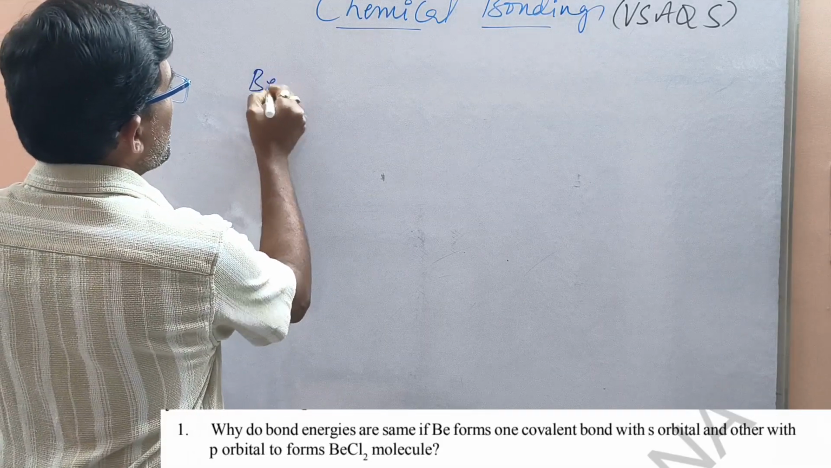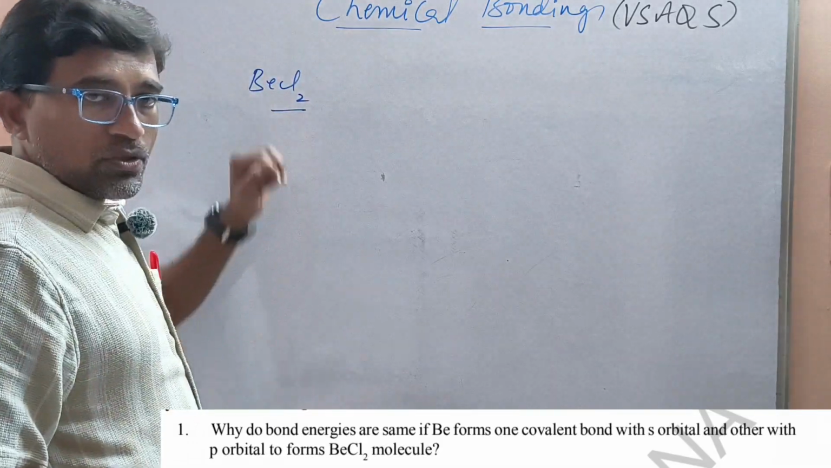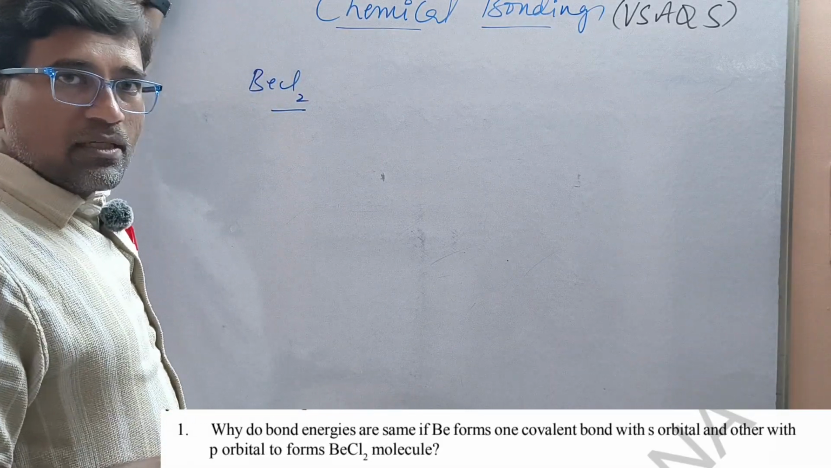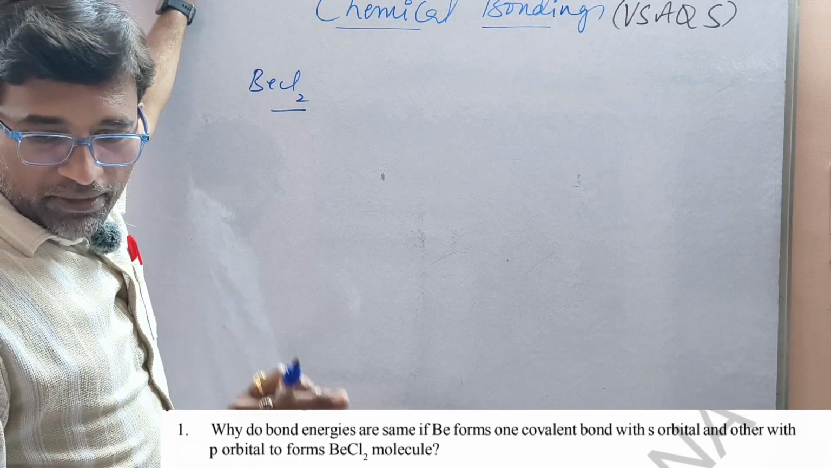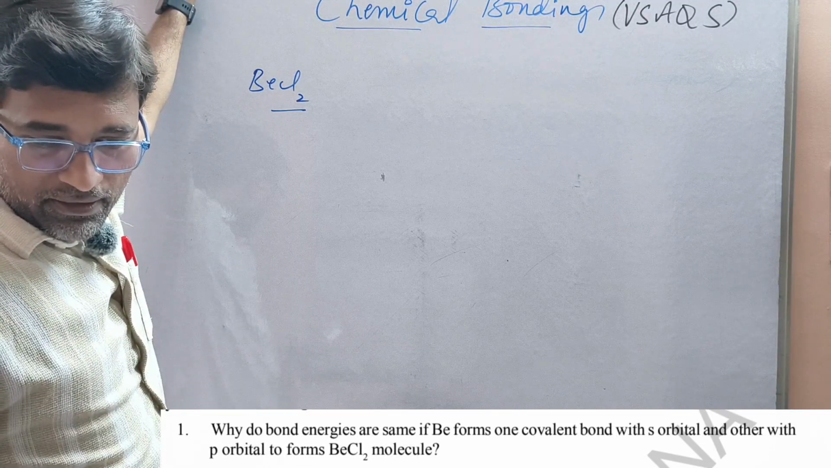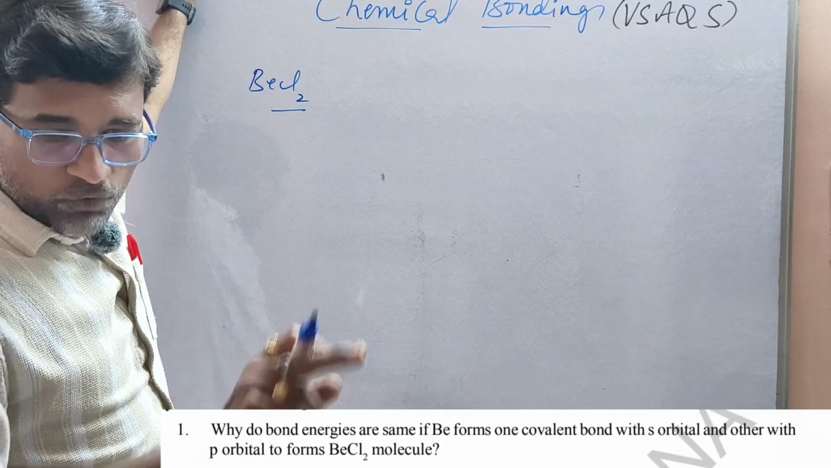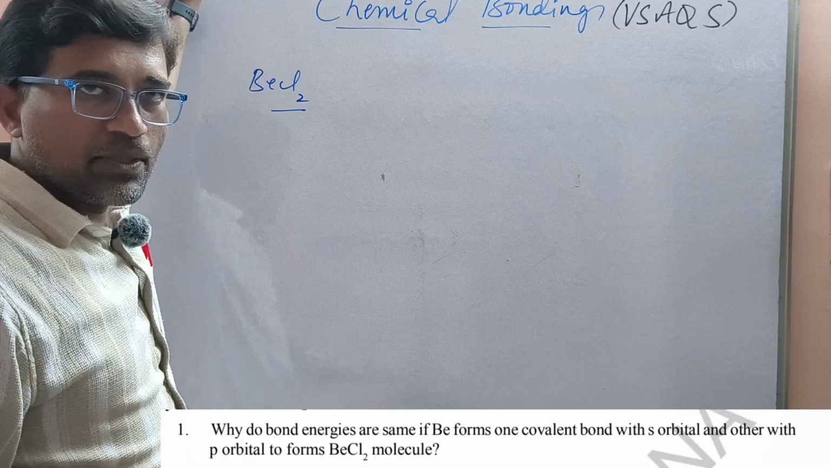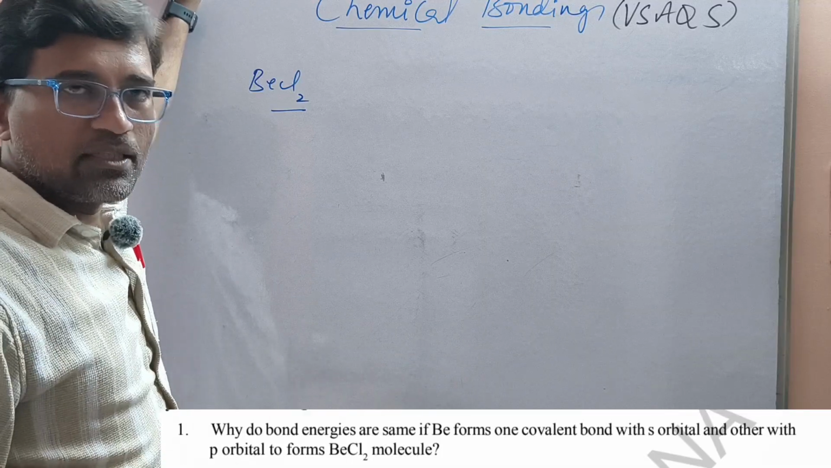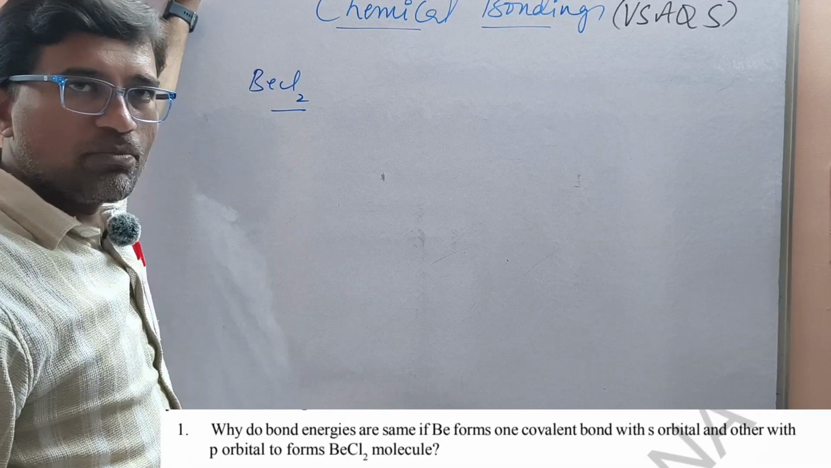In the case of BeCl2, the question will be displayed on the screen. Why are the bond energies the same if beryllium forms one covalent bond with the s orbital and another with the p orbital to form the BeCl2 molecule? That is the question given in Abhyasa Deepika. Please see the question, and the solution will be on the board.